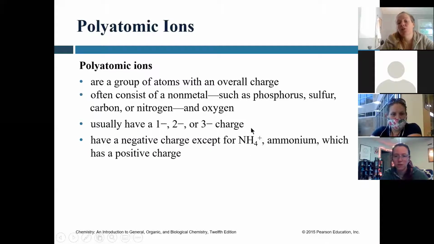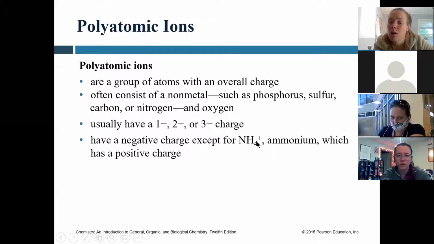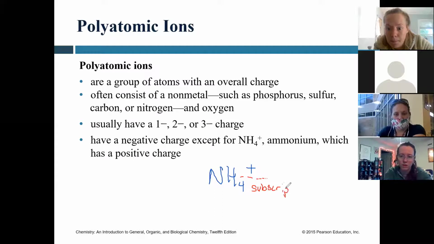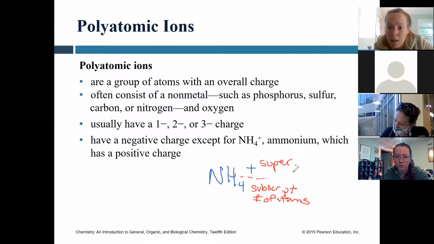There is one positively charged polyatomic ion, and it's called ammonium. Ammonium is NH4 with a plus charge. Now, when you write this NH4+, I want you to get in the habit of seeing where subscripts and superscripts are, okay? Subscripts is talking about number of atoms. Superscript, the thing up here, is talking about charge. So this isn't saying NH with a 4+ charge.